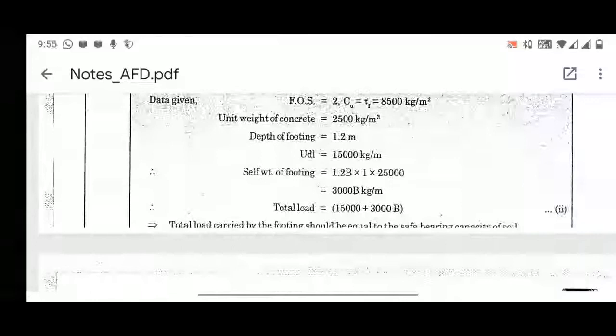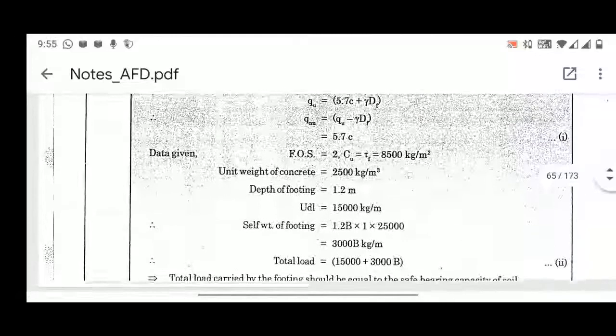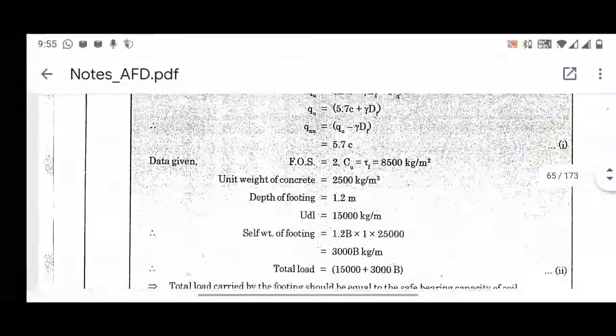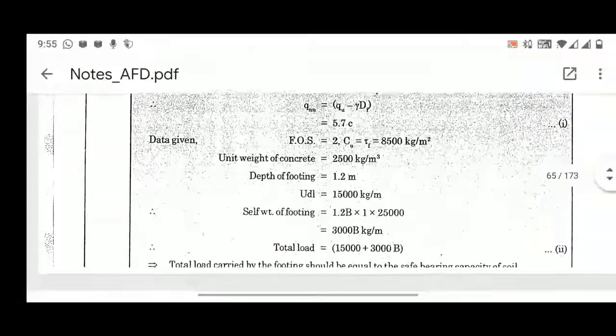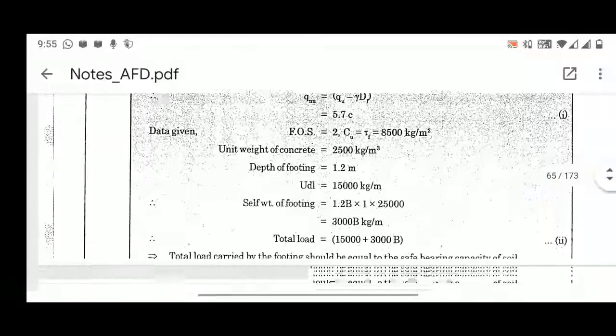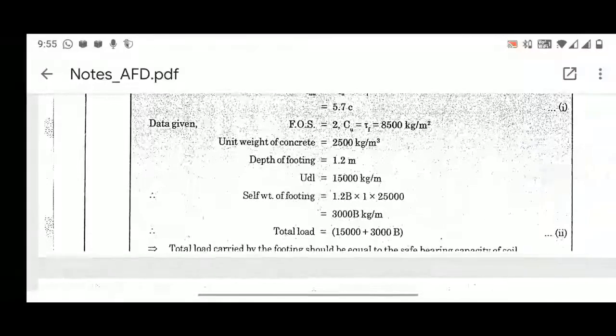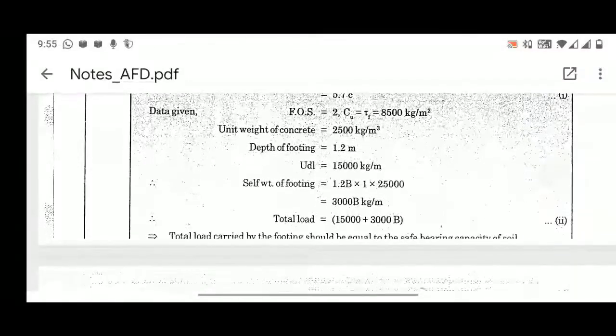Since it is a strip footing, you multiply it with the unit weight of concrete, that is 2500. This is not 25,000, this is 2500. So 2500 multiplied by 1.2 will give you some value. Please check this unit weight of concrete. Multiply it with that value, you will get 3000 b kg per meter. That will be the self weight of footing.